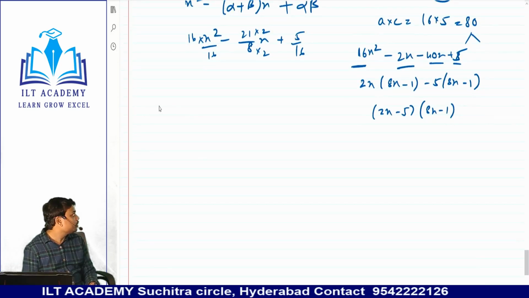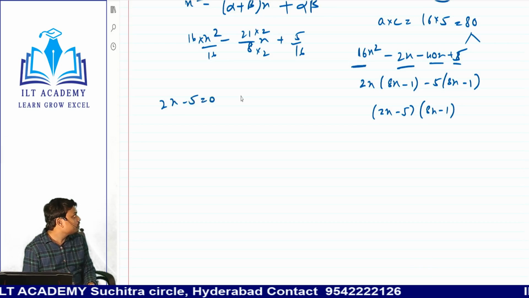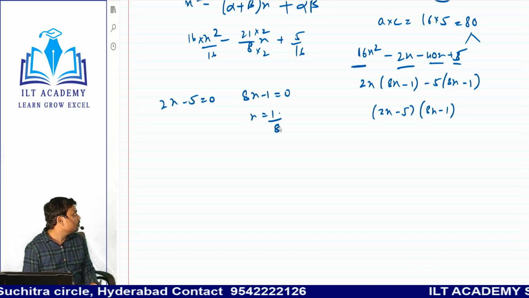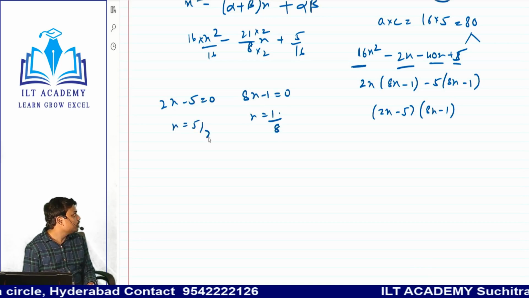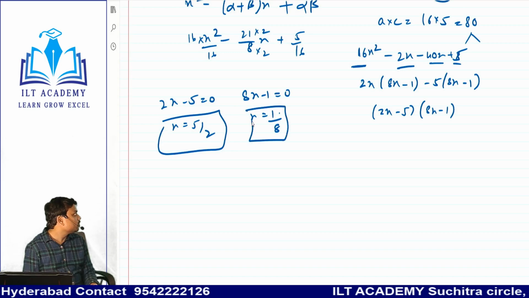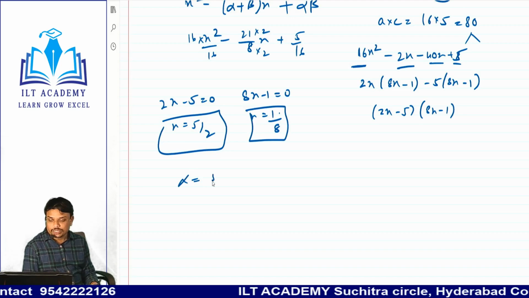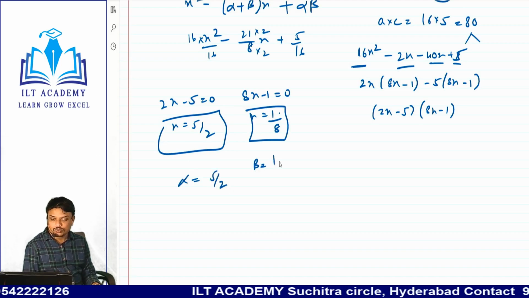Thereafter what you can do? 2x minus 5 is equal to 0, 8x minus 1 is equal to 0. x is equal to 5 by 2, x is equal to 1 by 8. Clear? So alpha is equal to 5 by 2, beta is equal to 1 by 8.